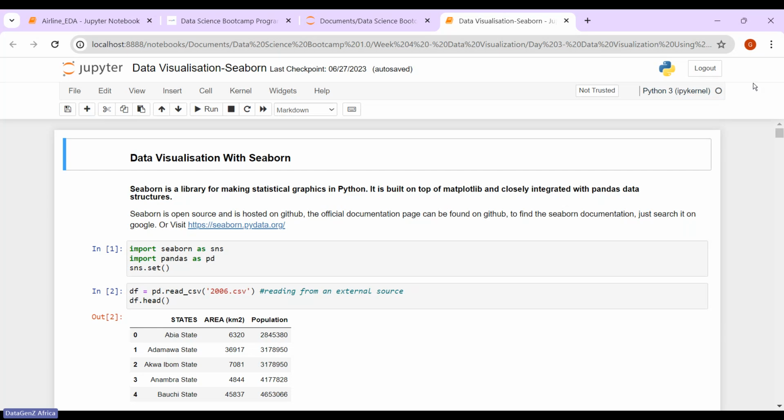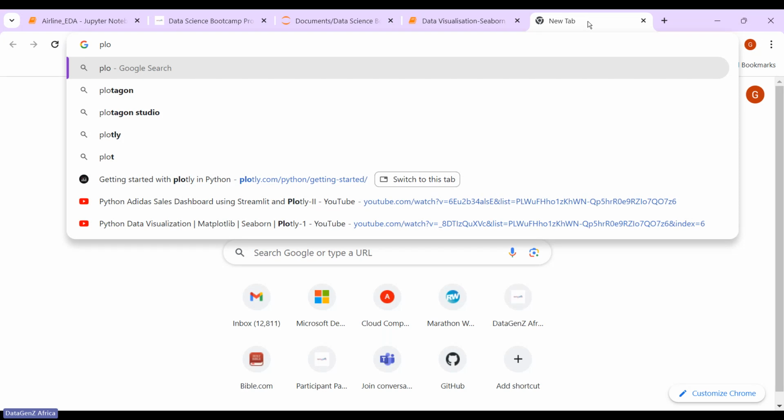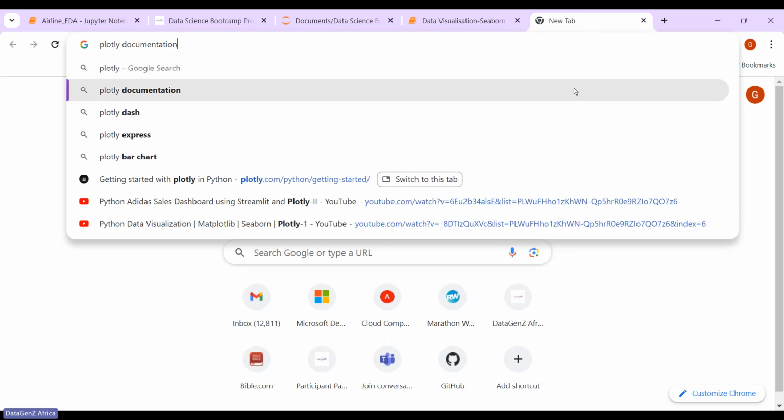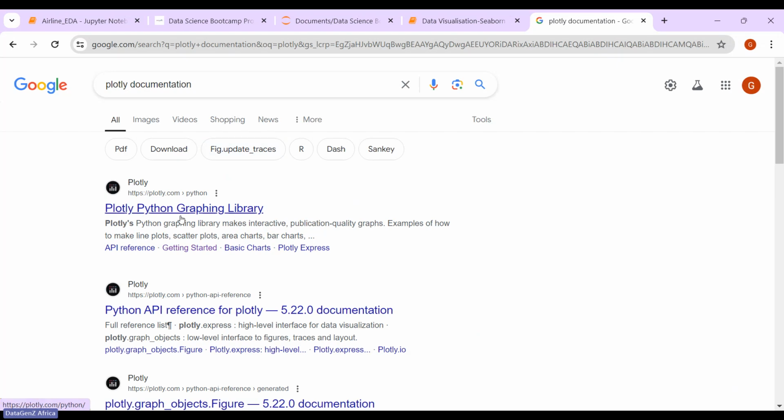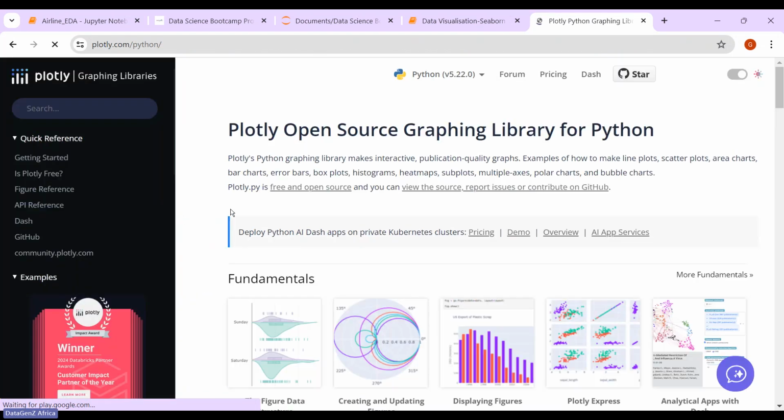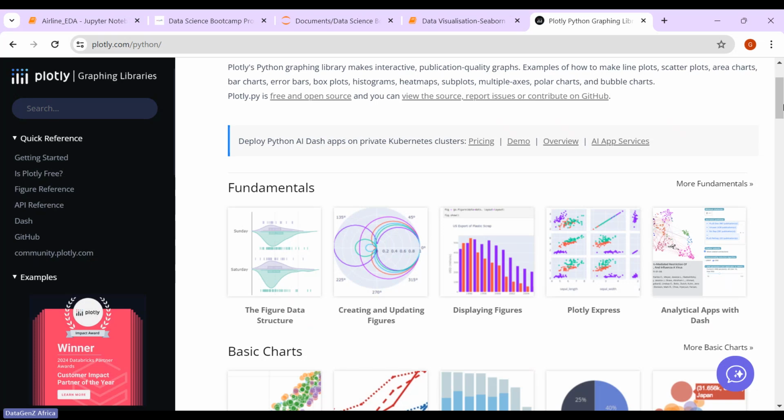Like I said about Seaborn, it's also a Python package for visualization. We have so many visualization packages. We have Seaborn, we have Matplotlib, we have PyPlot, we have Plotly. Plotly is so interesting. I like Plotly so much, but if you're just starting, it has a lot of intricacies to it. So that's why I just want to take you through the basics of Seaborn.